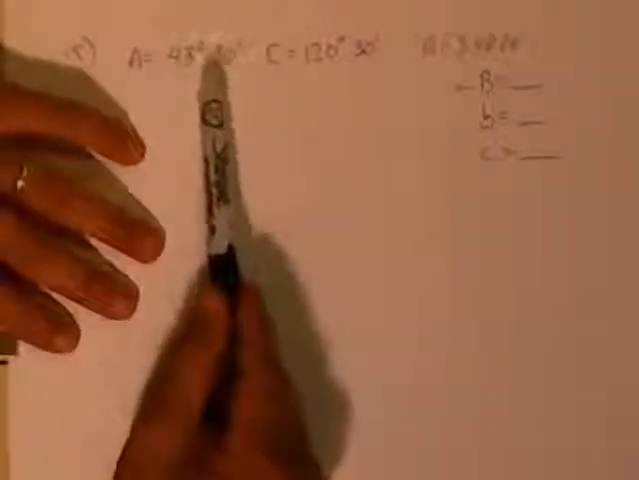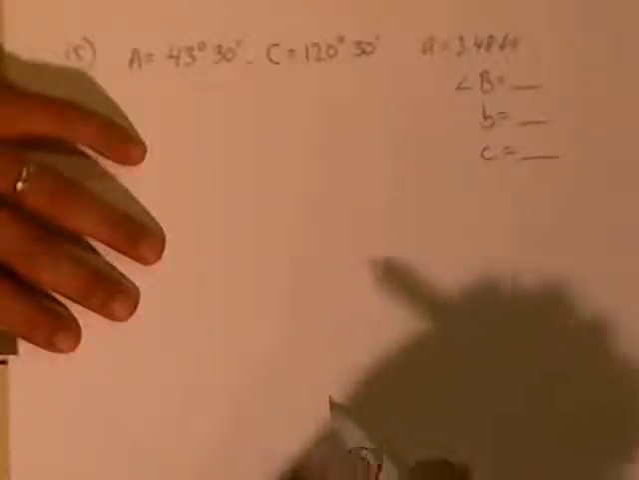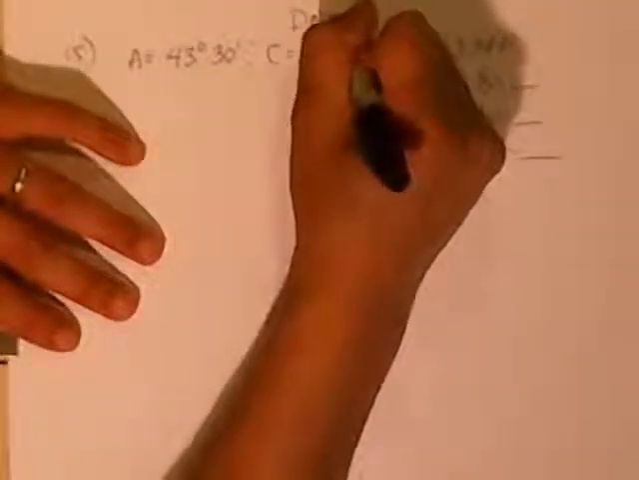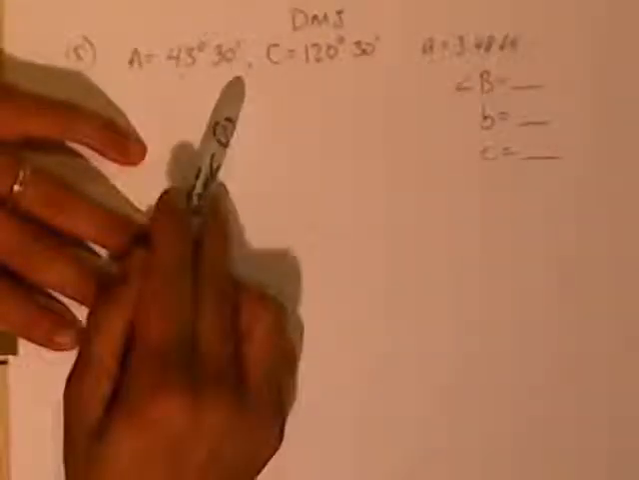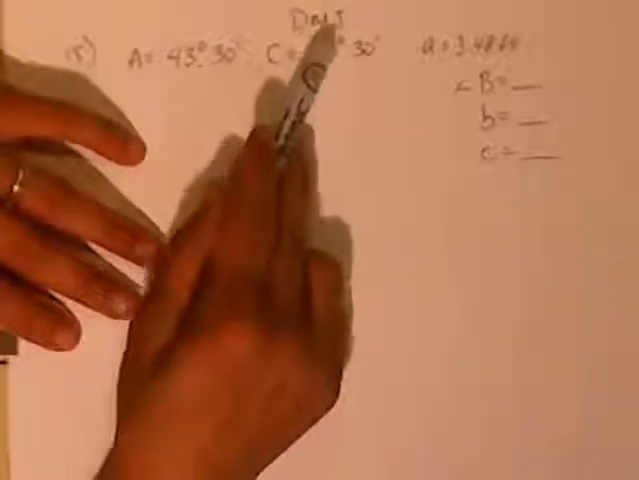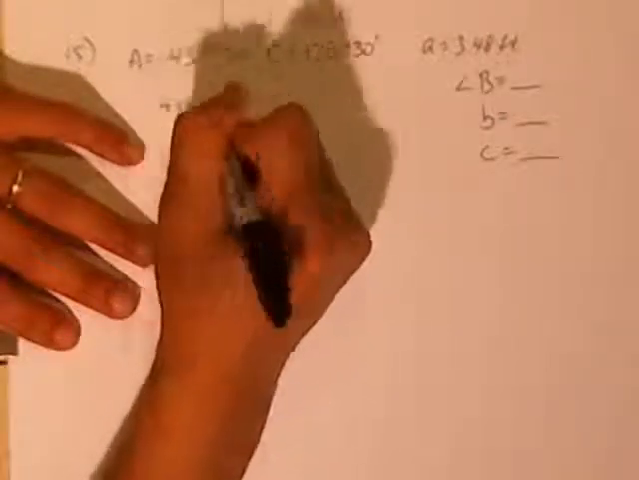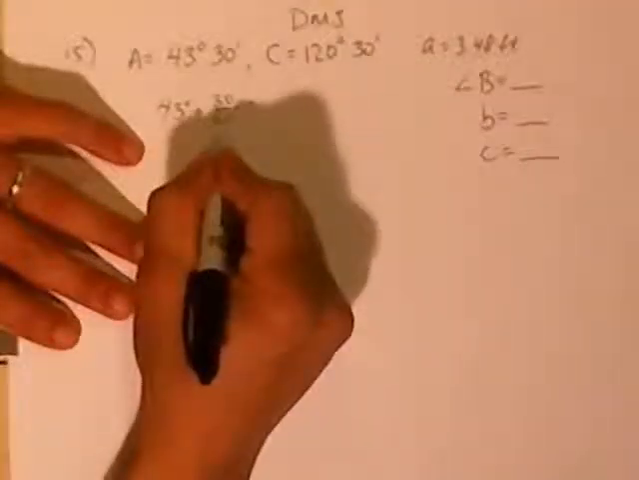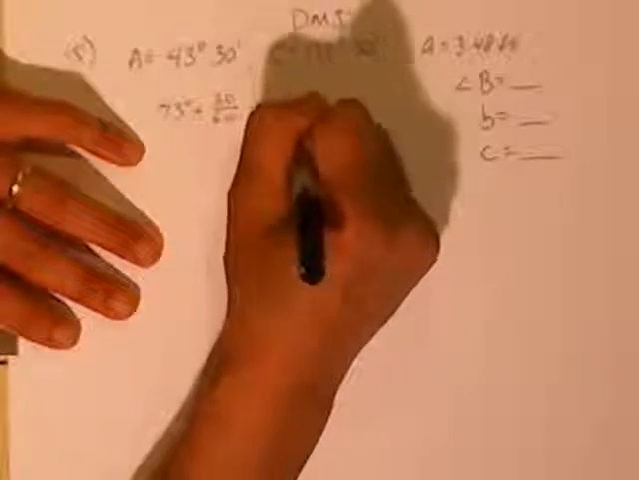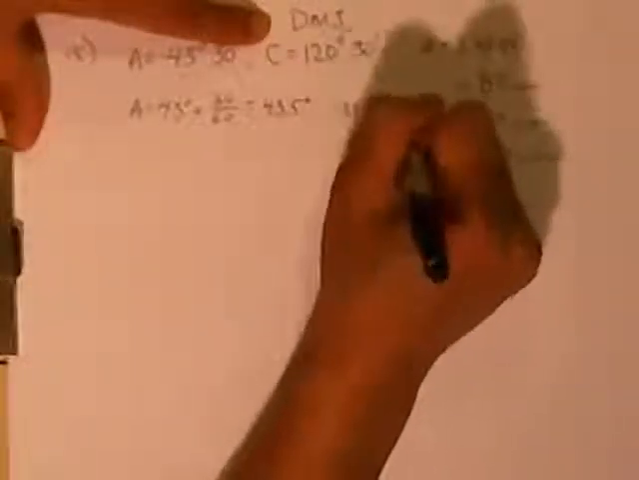First, we've got a problem, the 30 minutes. To change DMS, if you don't know what DMS is, degrees, minutes, seconds, there's no seconds on this one. To change from 43 degrees, 30 minutes from DMS into decimal, we just take 43 degrees plus 30, always over 60. That turns out to be 30 over 60 is 1/2, 43.5 degrees. And conversely, for angle C, is 120.5 degrees. That's equal to angle C.